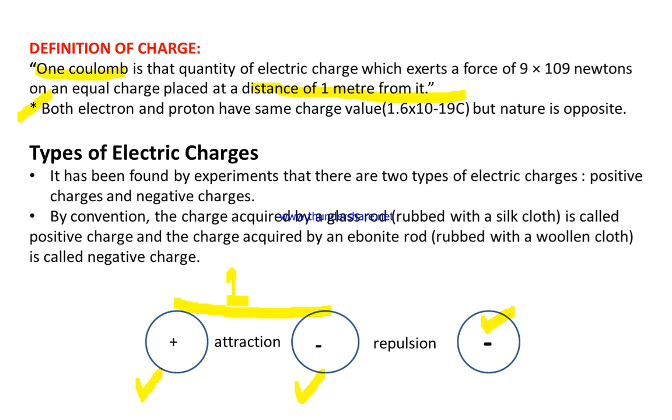Now let's see the second point, that both electron and proton have the same charge value, that is 1.6 into 10 to the power minus 19 coulombs, but their nature is opposite. That means one is positive and the other is negative. So the electron has a negative charge and the proton has a positive charge, but the magnitude, or the value, is the same for both of them.